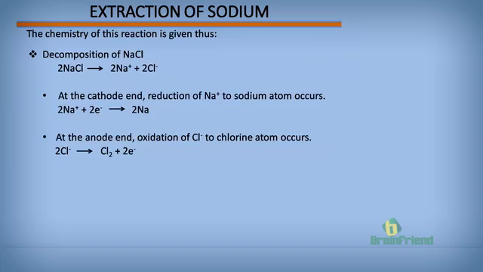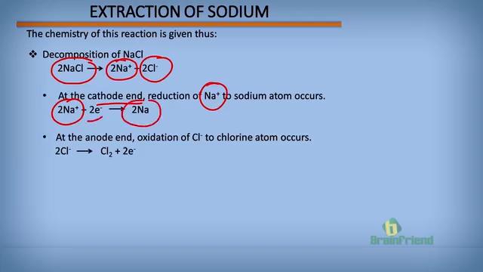And that is how sodium is produced in this electrolytic process. So here we have the chemistry of the reaction. Sodium chloride decomposes to sodium ion and chloride ion. At the cathode end, sodium ion is reduced to the sodium atom. So this is what happens: the sodium ion receives electrons to become the sodium atom. And at the anode end, the chloride ion gives off an electron to become the chlorine atom.